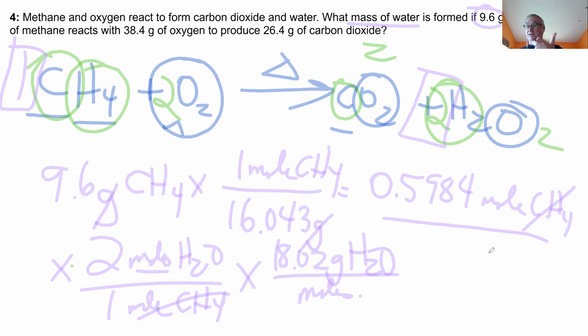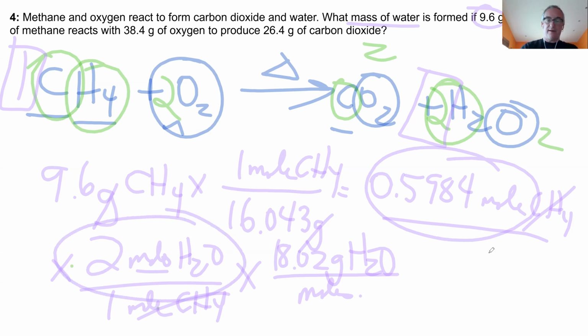So to get my answer of moles, then back to grams, I multiply this number by this number and by this number. And that gives me grams of water. So how many grams of water do we finally wind up with? 21.56.